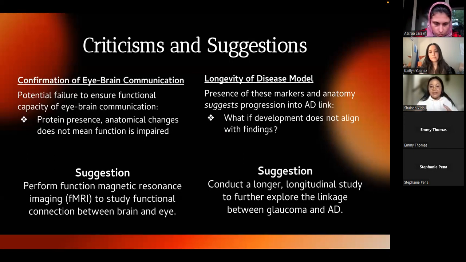Another criticism that we have is the longevity of the disease model. The presence of the markers and the anatomy does suggest that there's a progression into Alzheimer's disease, but while this is happening within the 6-month span of the study, what if the development doesn't actually correlate later on with the findings? A suggestion would be to conduct a longer longitudinal study, possibly spanning a longer disease progression. That way you get a better exploration of the link between glaucoma and Alzheimer's disease progression, and you can further study whether or not this is actually going to be occurring.